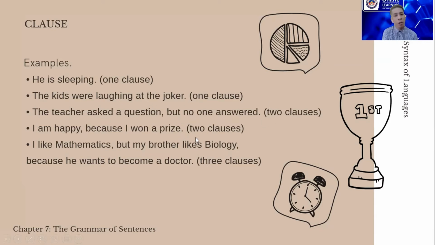I am happy because I won a prize. These are two clauses because we have two concepts. The person is happy, and at the same time it is because of the reason that he won the prize. Another one: I like mathematics, but my brother likes biology because he wants to become a doctor. Those are three clauses.